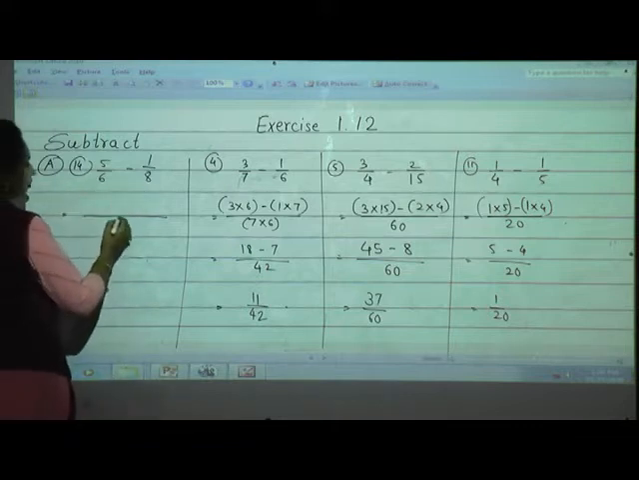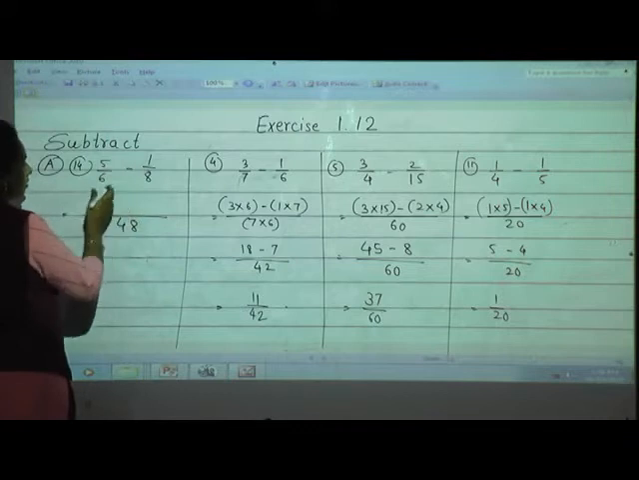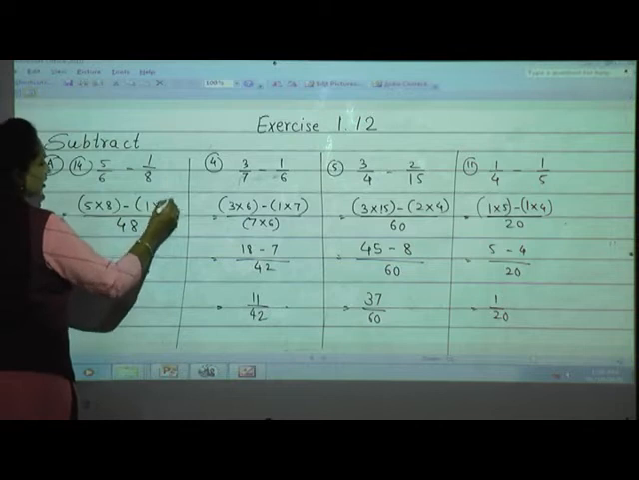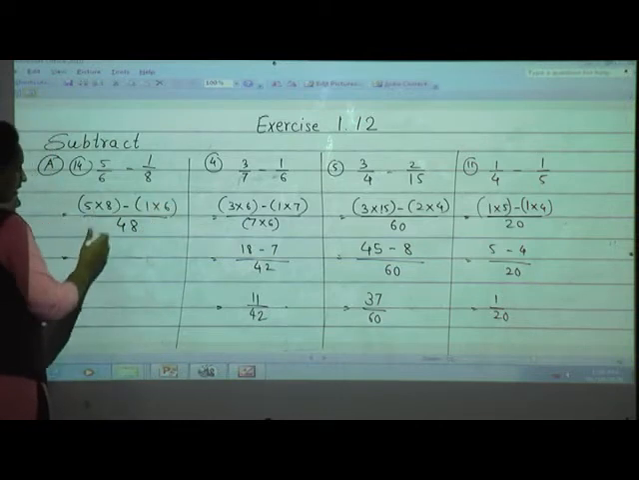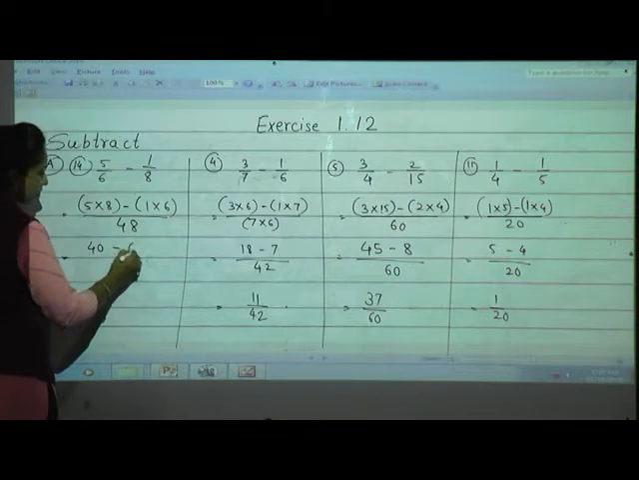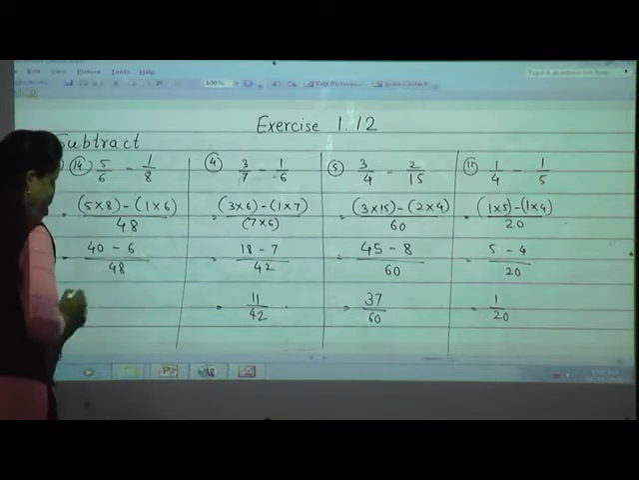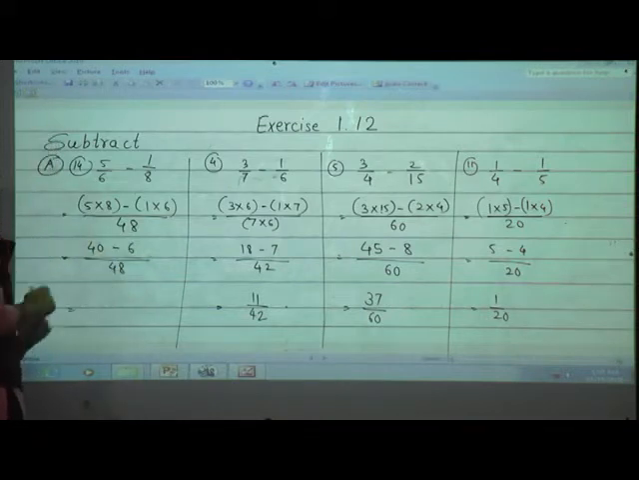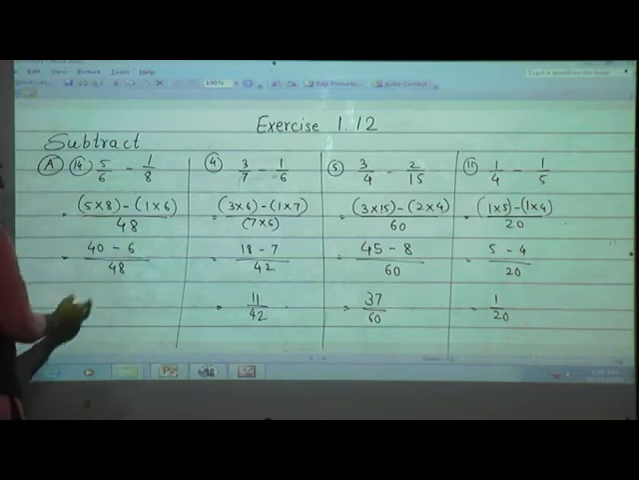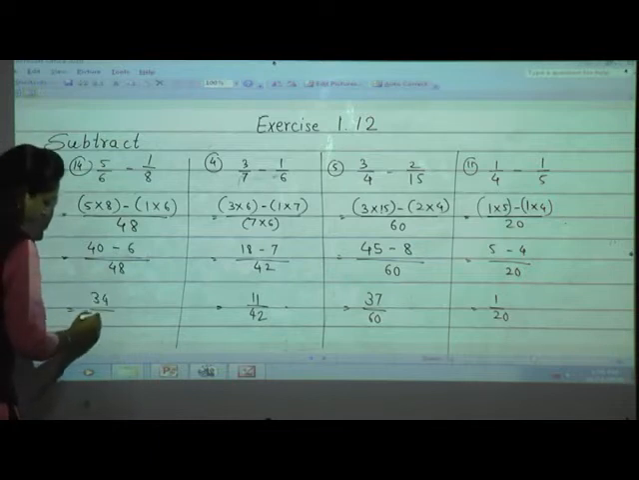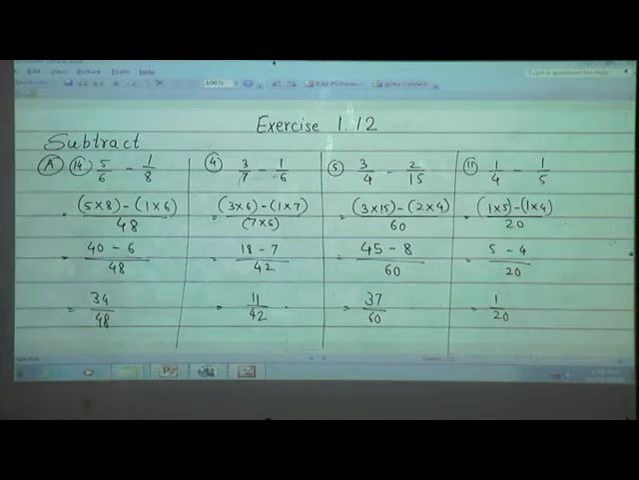6 8s are 48. Then cross multiplication: 5 8s are 40, minus 1 6s are 6. Here 48. So 40 minus 6 is, yes, tell me. See, very simple. 34 divided by 48. Okay? Clear till here? Yes, students? Clear? Yes.